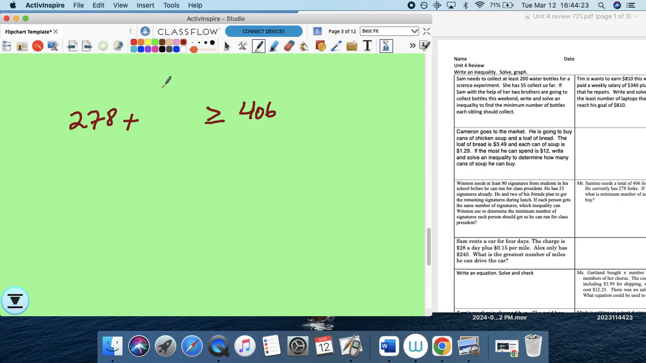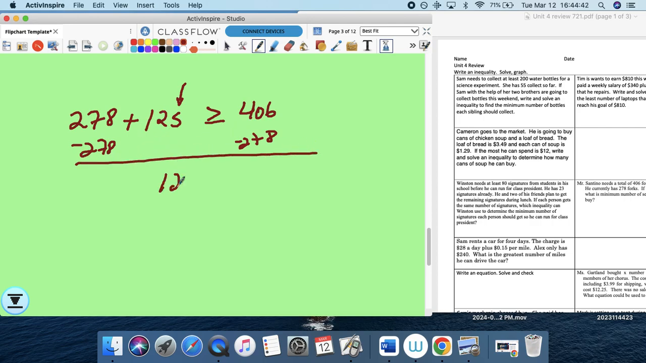Sorry that all these questions are adding; I should add some subtraction. But 12 forks per set, and this is what I'm looking for. How many sets? So minus 278, minus 278. 12s is greater than or equal to 406 minus 278, which equals 128.